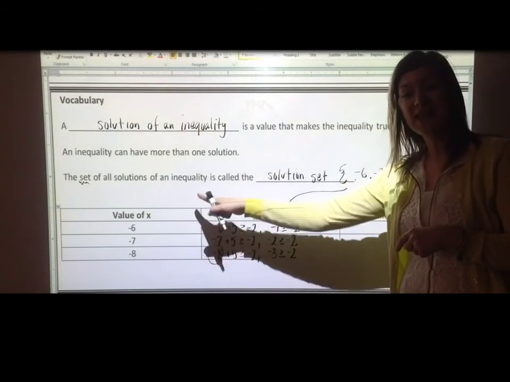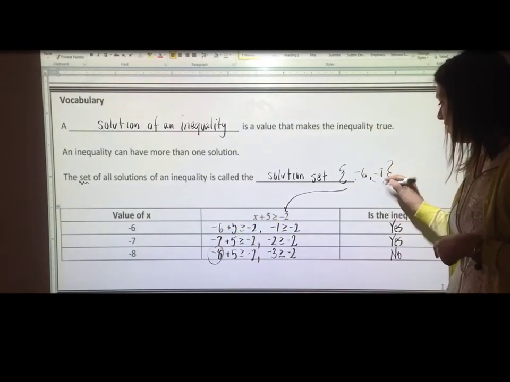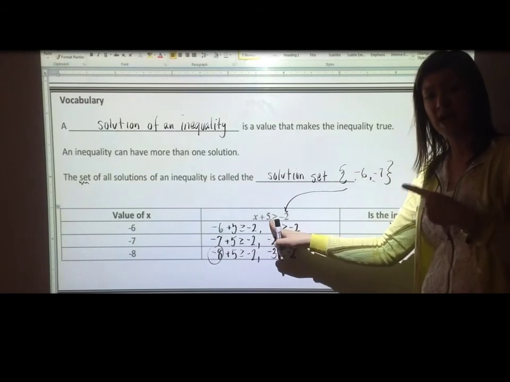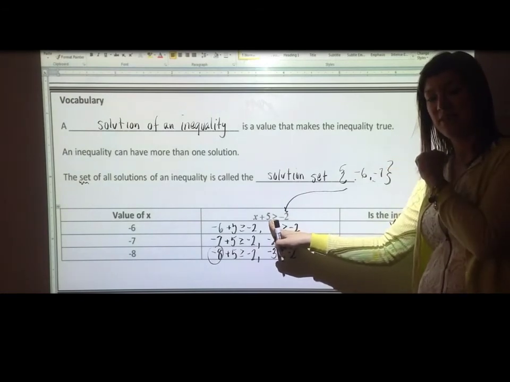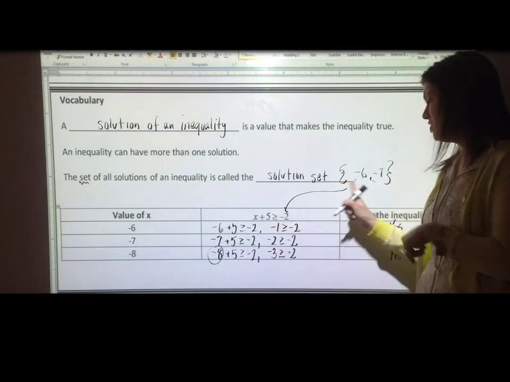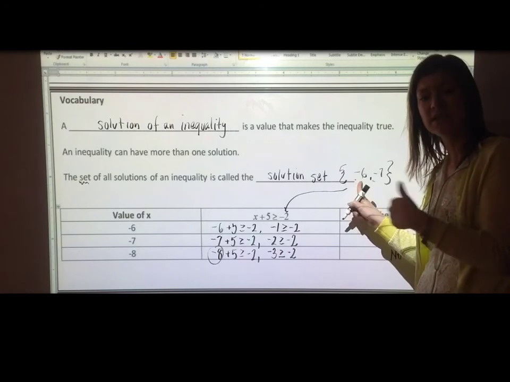So for the ones that I checked, negative 6, negative 7, and negative 8, the only two that are part of the solution set for x plus 5 is greater than or equal to negative 2 are negative 6 and negative 7. But are there more than just negative 6 and negative 7? And that's where we're going to lead ourselves in our notes today.